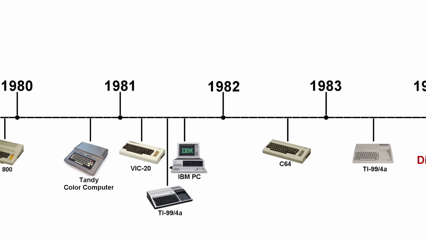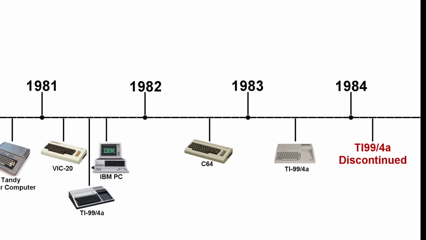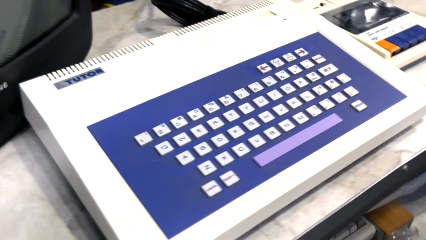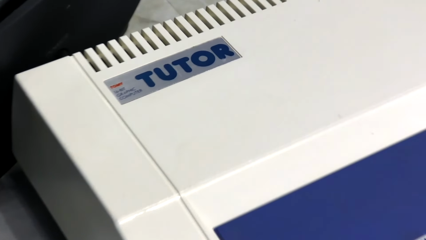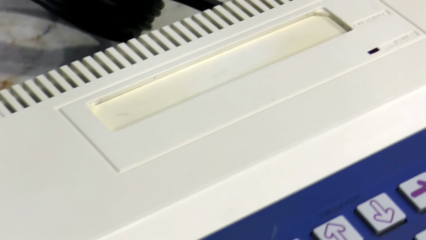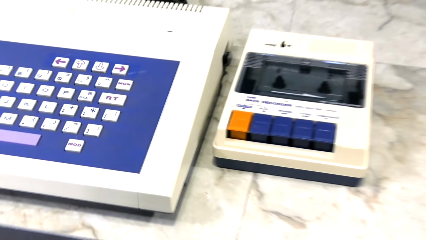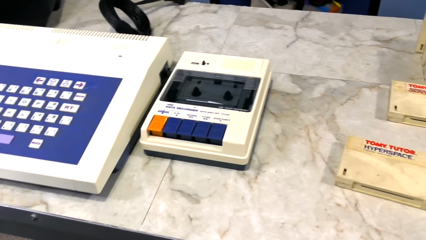And so in March of 1984, TI threw in the towel and discontinued the TI-99 series. However, the computer lived on in a way through other machines. The Tomy Tutor is an interesting example. This machine is basically a TI-99 in disguise. Although not 100% compatible, it's basically the same computer inside.